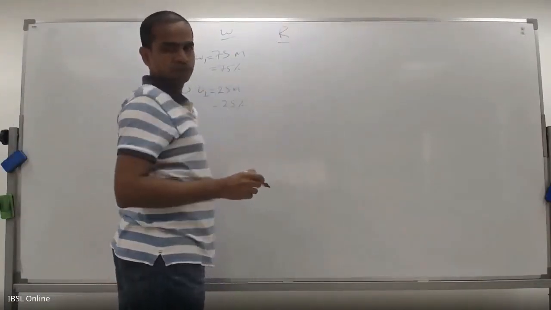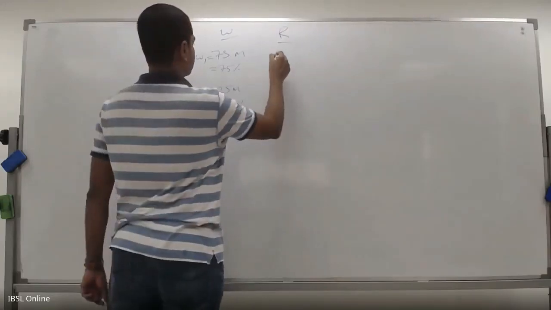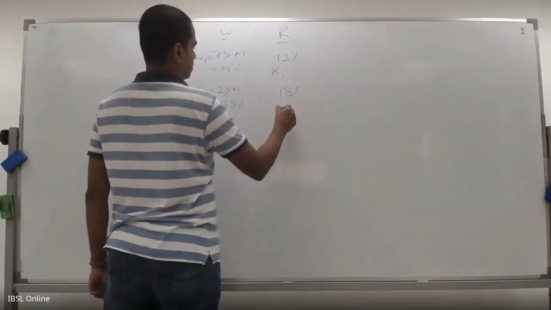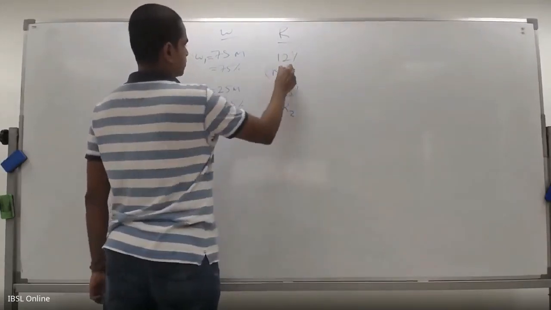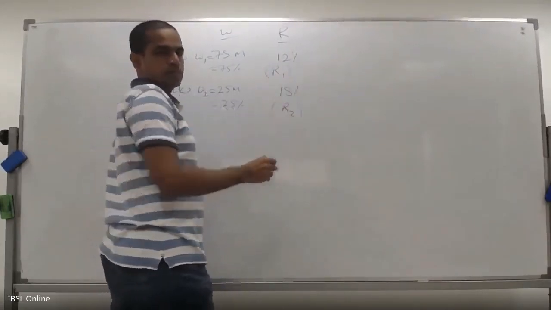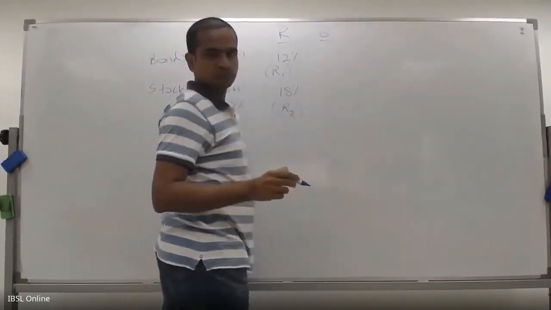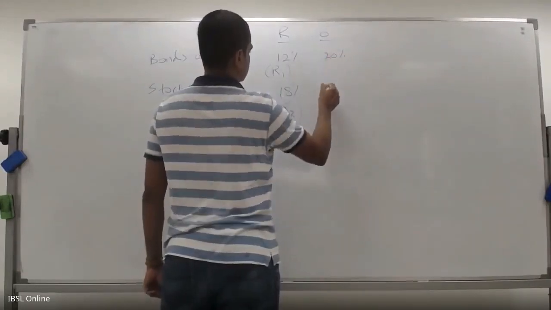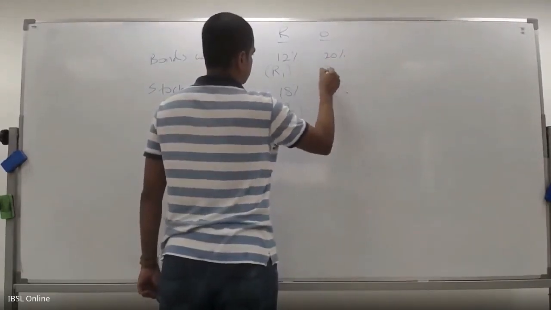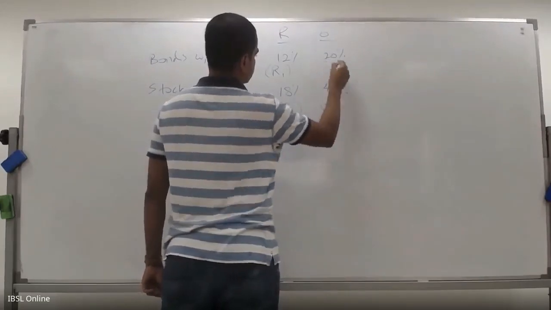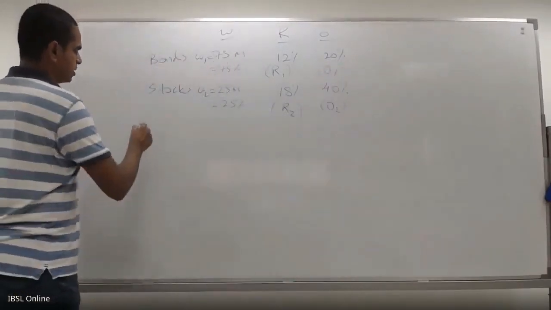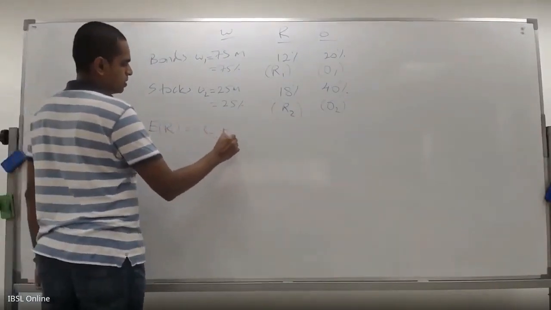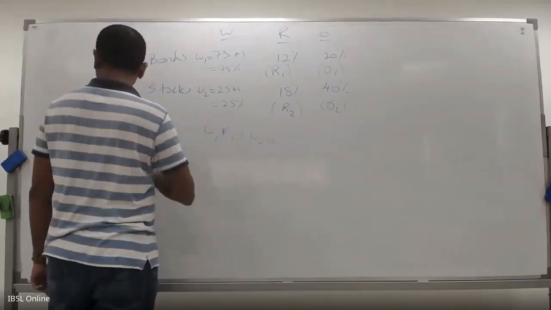Returns are 12% and 18%. These are R1 and R2. Standard deviations are 20% and 40%, sigma 1 and sigma 2. Right? So the expected return is W1 R1 plus W2 R2.